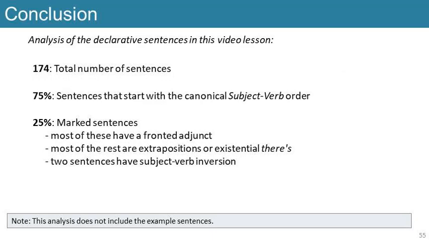Finally, you may be interested to learn before we sum up that of the 174 declarative sentences in this lesson, approximately 75% started with the canonical subject-verb order. The other 25% were the result of the application of one of the information packaging techniques, in most cases the fronting of an adjunct. Of the rest of the 25%, most sentences were extrapositions or existential theirs. Just 2 sentences had an inversion of subject and verb.